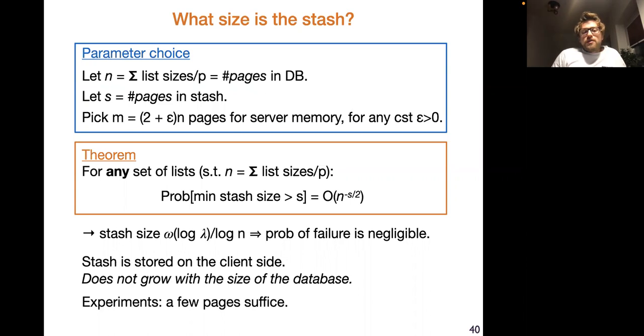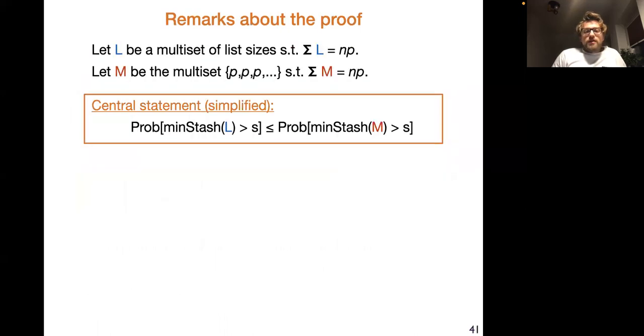And then later on you store the stash on the client side. This is important, and it's important to note that the stash size doesn't grow with the size of the database. Actually, the more data you have, the better your probability averages out, and the smaller your stash size will be. So your client can have very small client storage, a few pages, and still outsource a huge amount of data with good memory efficiency.